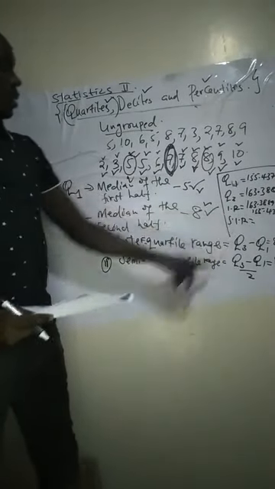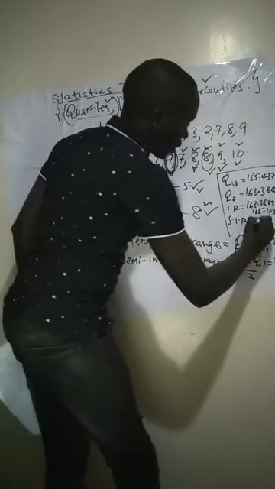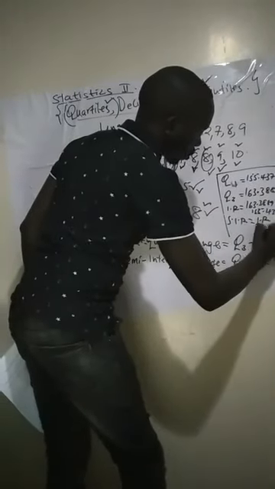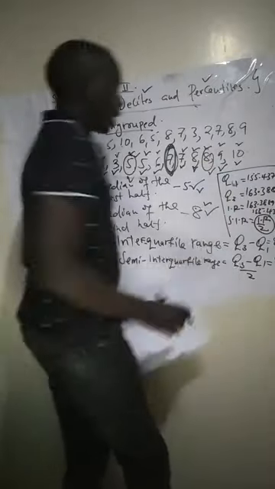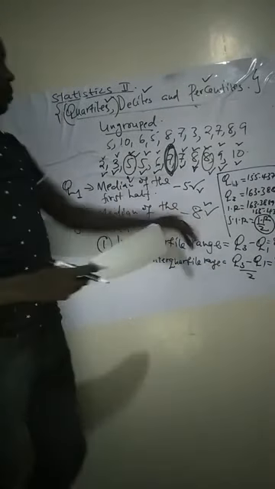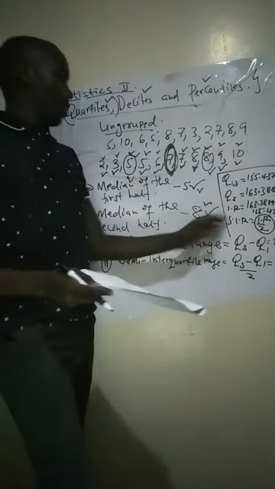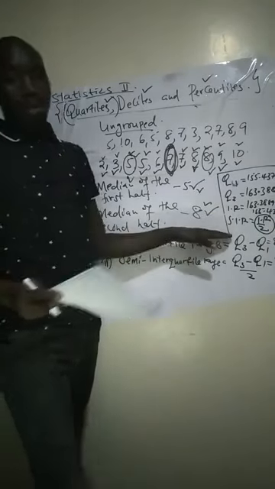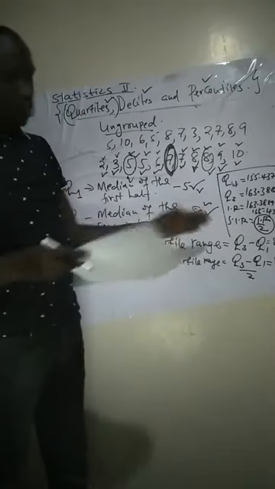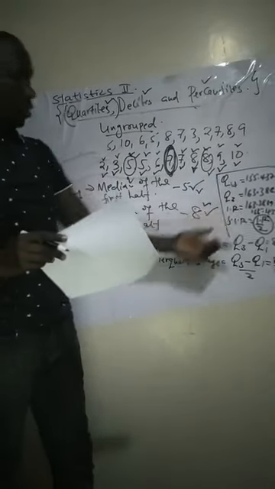Now in semi-interquartile range, you will do the same thing but divide by 2. So it is the interquartile range over 2. Basically, the answer you get here, divide by 2. That is how you get the semi-interquartile range. But remember, in most cases, these questions are not developed from each other. So I'll just give you a question straight to find the semi-interquartile range.